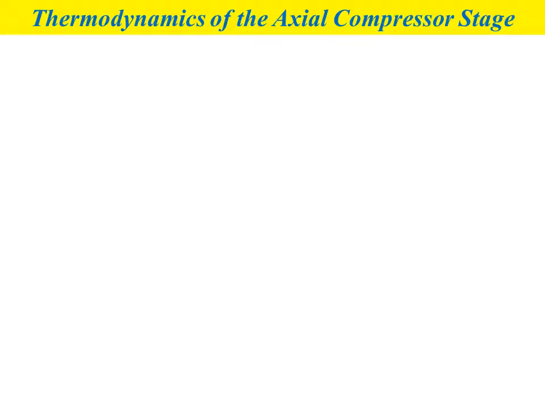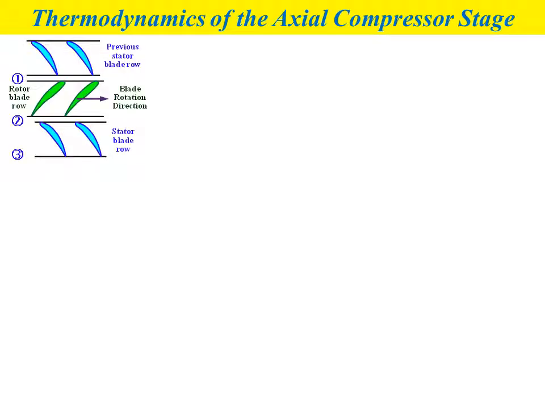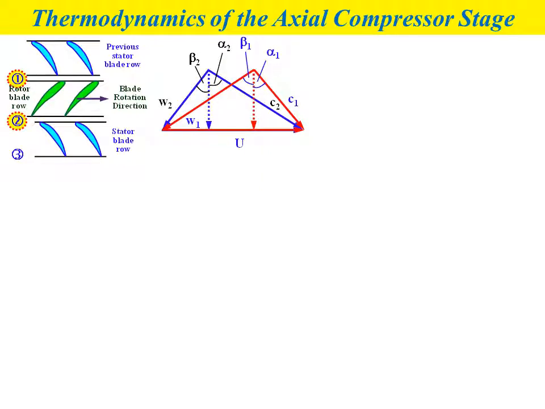Okay, thermodynamics of the axial compressor stage in terms of thermodynamic relations. The diagram shows the arrangement of blade rows for the compressor stage. So we have condition number one. At condition number one, we have the velocity diagram at the inlet of the rotor. At state number two, or condition number two, we have the velocity diagram at the outlet of the rotor.